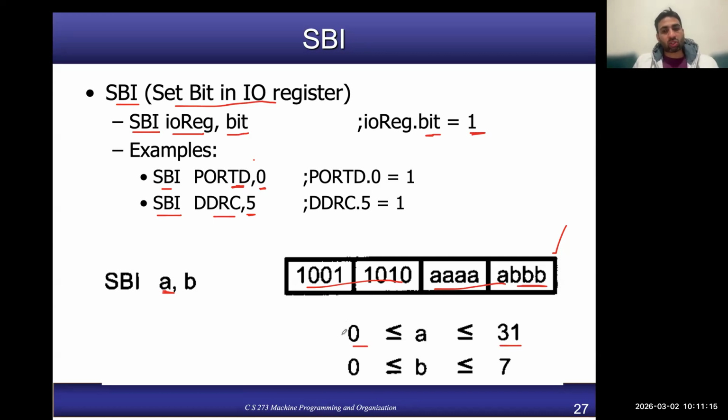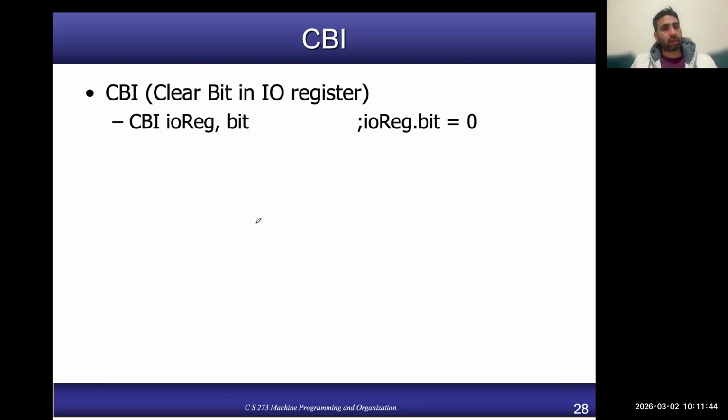And when we say 0 to 31, it means 32 IO registers, not 32 general purpose registers. Okay. So this instruction cannot be used with the general purpose register because remember it is for IO registers. So you cannot say SBI R1, let's say for example, or R7, comma 5. If you write that instruction in your program, your assembler will complain.